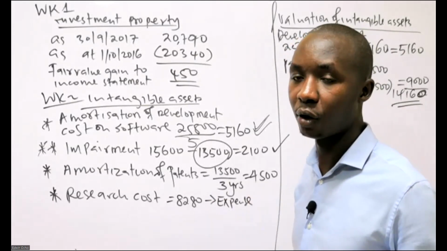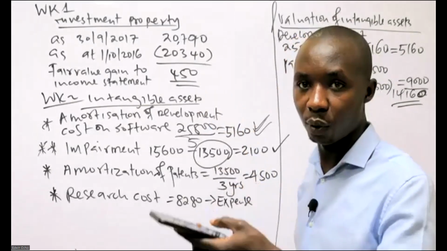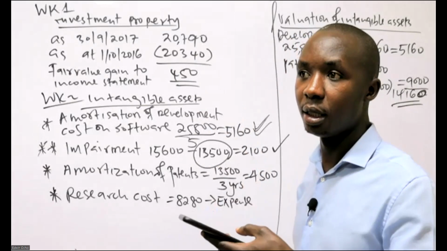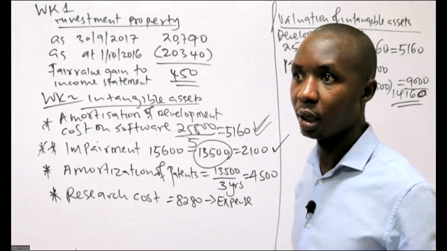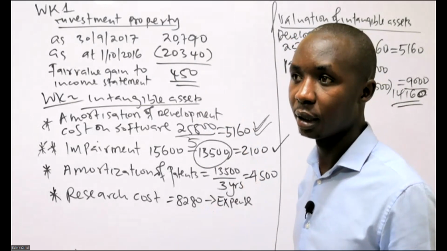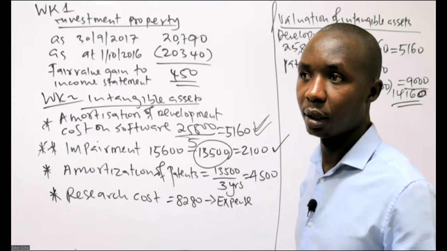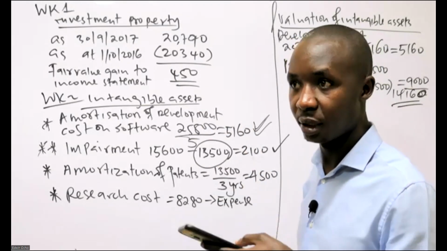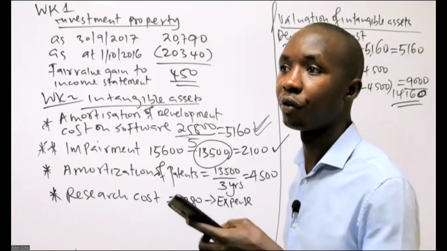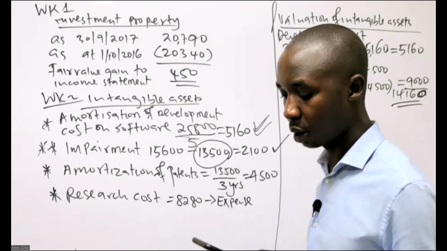So there's no way I could have gone back to use 15,600. After valuation, they are saying that this asset in that relevant year is stated at 13,500. That is why I said that in that year there's a reduction in value of the patent from 15 to 13. Then after 13, it had a remaining useful life of 3 years. That is why I used the 3 years to get the amortization.